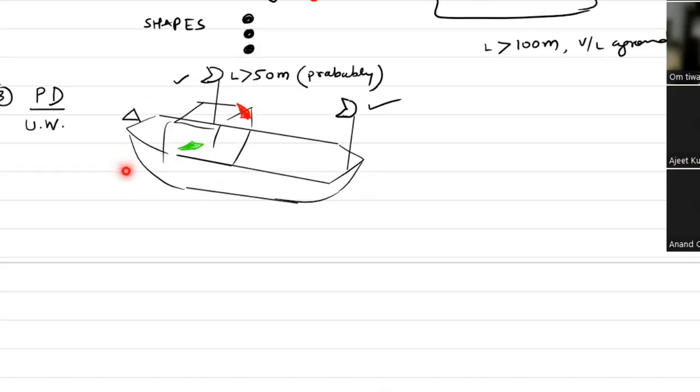So what term do we have to use? Power-driven vessel underway. Remember, you start using these terms. PD underway. Power-driven vessel underway is going to use these lights. Is it clear? Om Tiwari? Yes, sir. Yes, sir. Clear, sir. Okay. Now we'll move to the next.